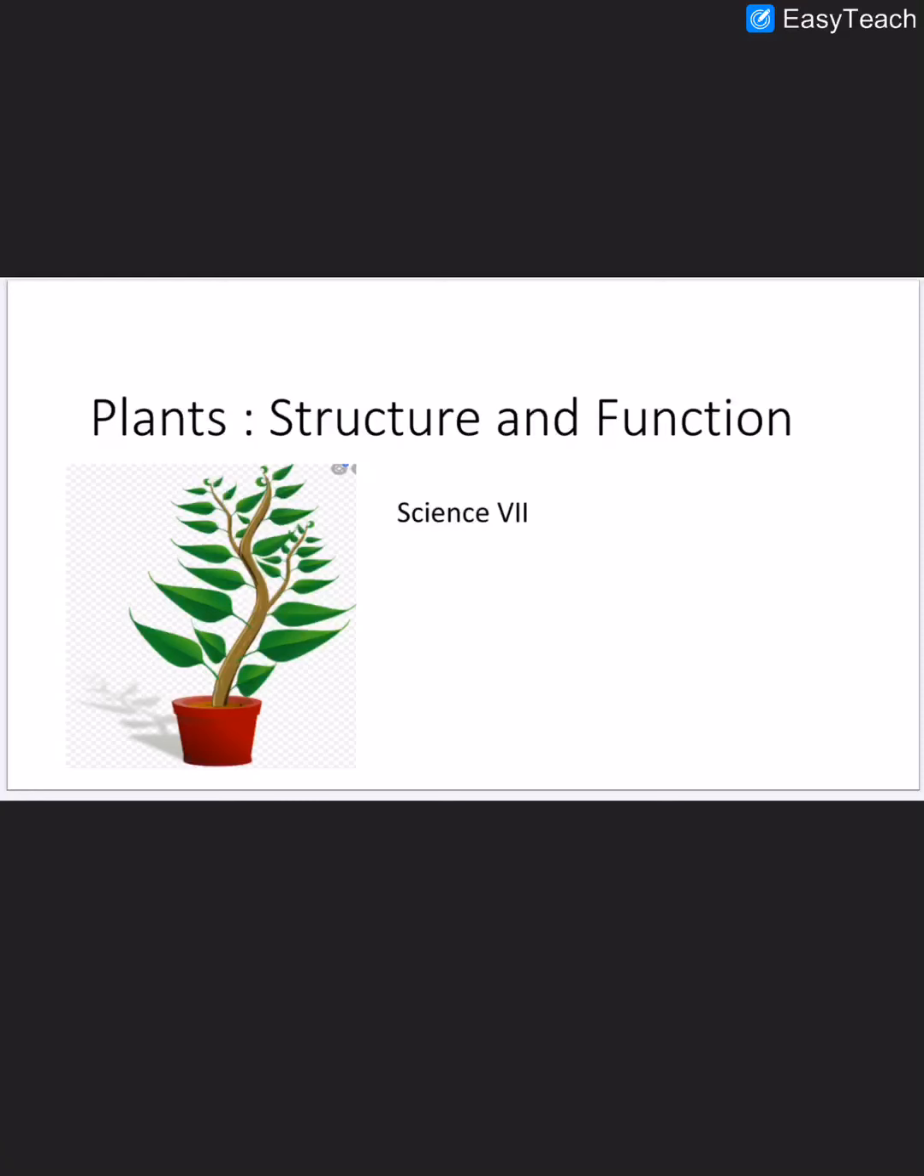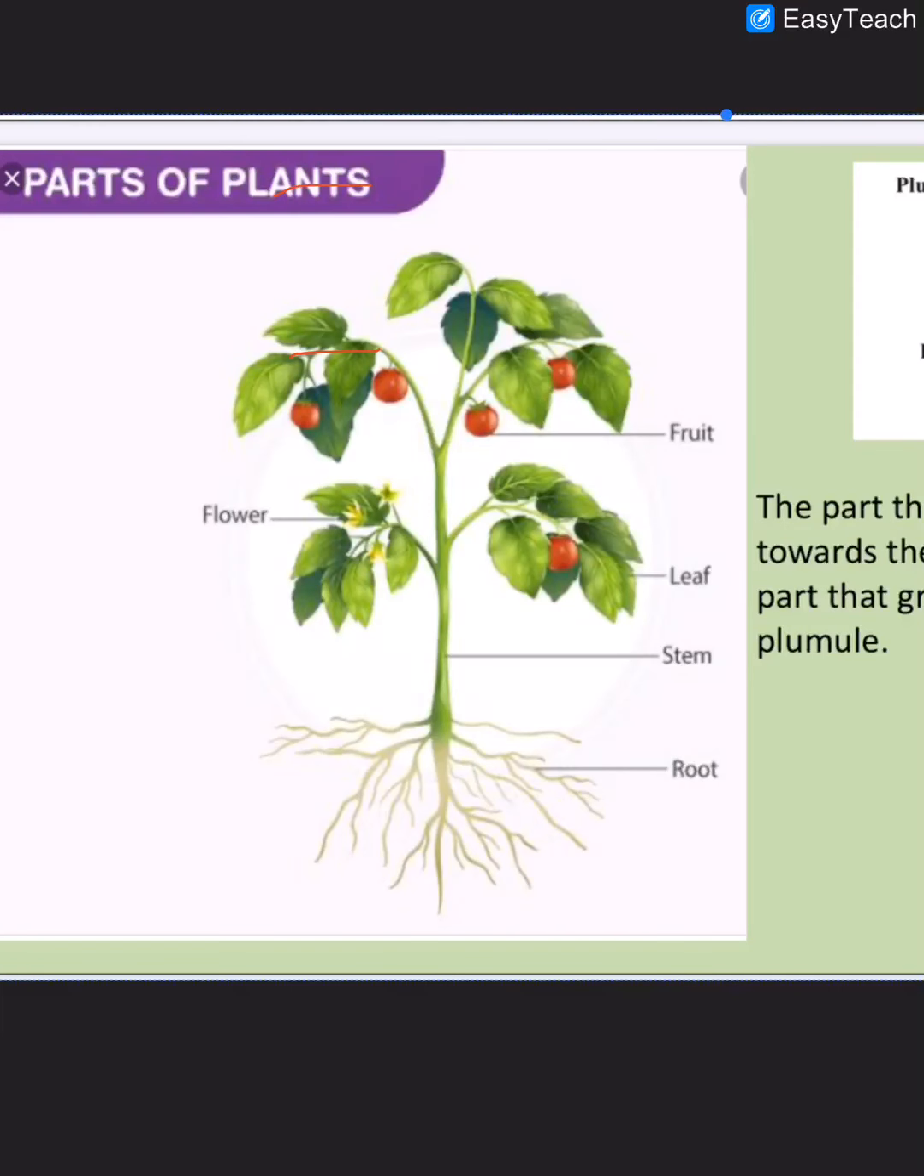So as you all know, what are the different parts of a plant? Different parts of a plant are fruit, leaves, stem, root and flowers. These are the basic parts that we can identify of a plant. Which are they? Fruits, leaves, stem, root and flower.